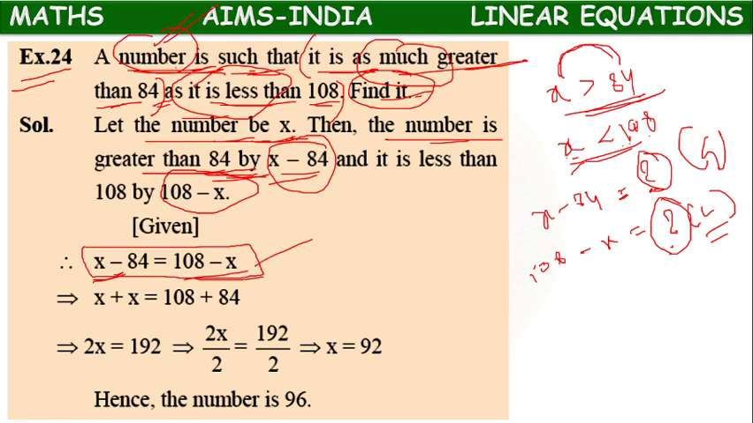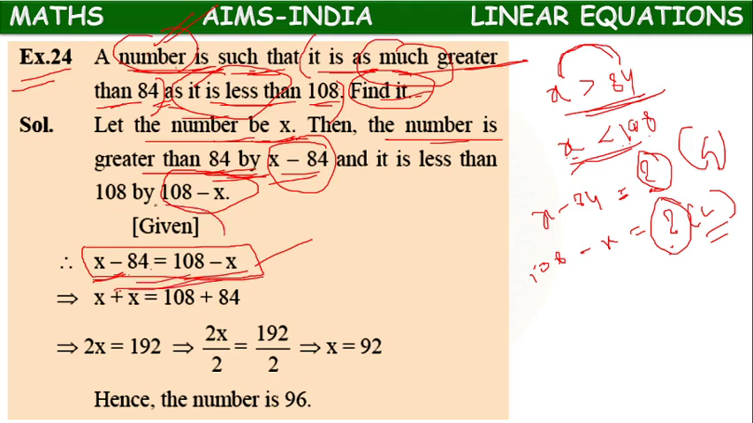So from where have we taken this equation? From the given data only. The unknown quantity we have taken as x. The two normal statements are written as mathematical statements, and we have written them in the form of an equation.